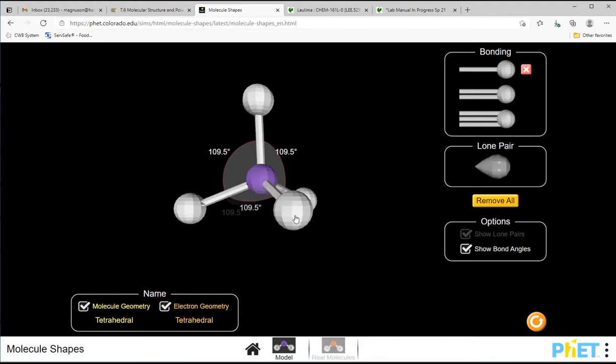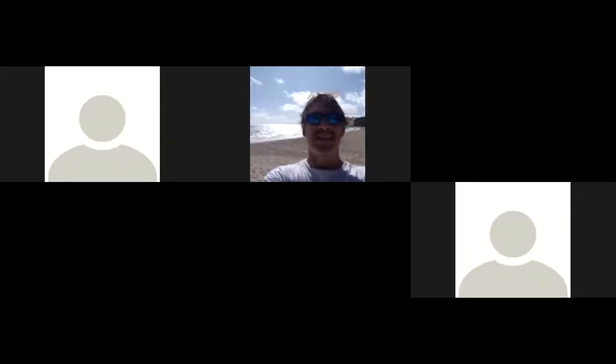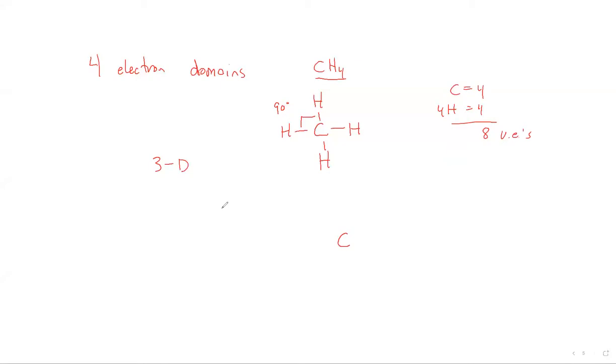And then these two are on the other side, but one's coming towards you and one's going away from you. And so how do we draw that? We employ the dash and the wedge. I'm going to draw the one going up, in the same plane, so I just use a line. And then there's one coming down at like 109.5 degrees. And so I draw those two.